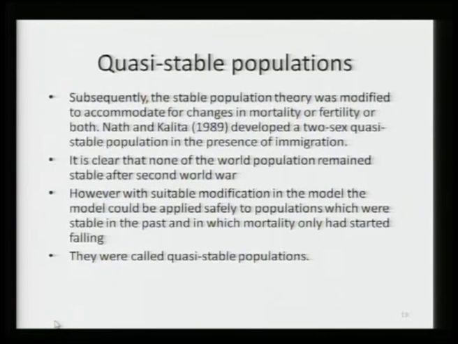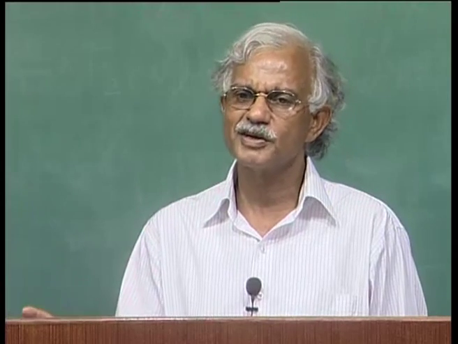Now, it is clear that none of the world population remained stable after Second World War, but with suitable modification in the mortality component, the model could safely be applied to these populations. The stable population model with this modification was called quasi stable population model.